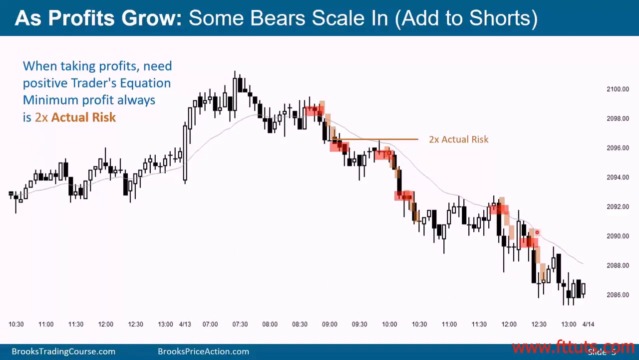Same thing here. Actual risk, you sell below that bar, you get filled here. The market breaks to the downside. You now know your actual risk was only from your entry price right here to one tick above this bear bar here, 2 times actual risk here.